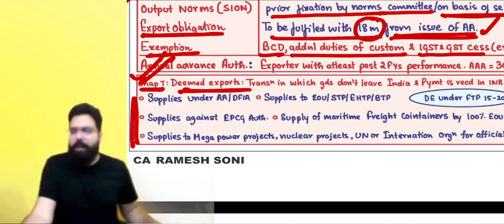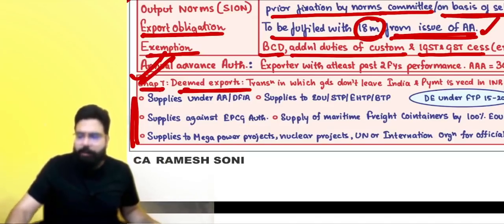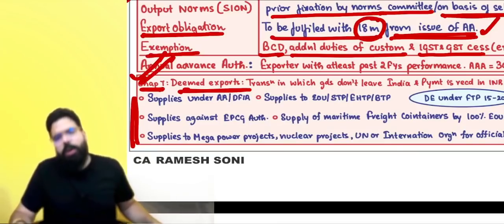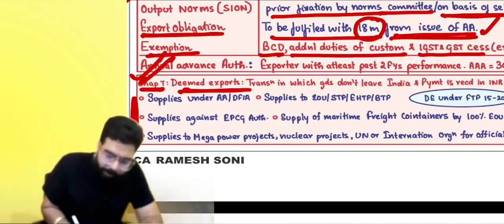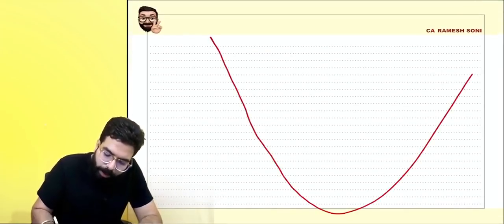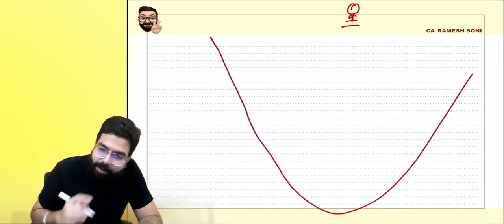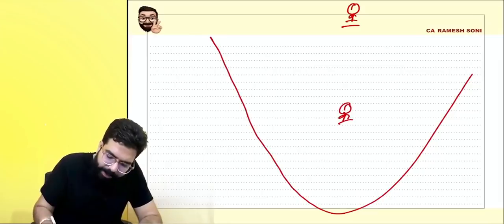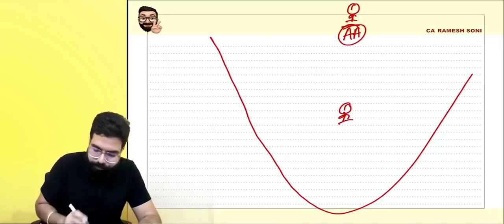Chapter number 7 talks about deemed export. Sir, what do you mean by deemed export? Everyone listen to me very carefully. I have been given DGFT advance authorization. Okay, everyone, listen.